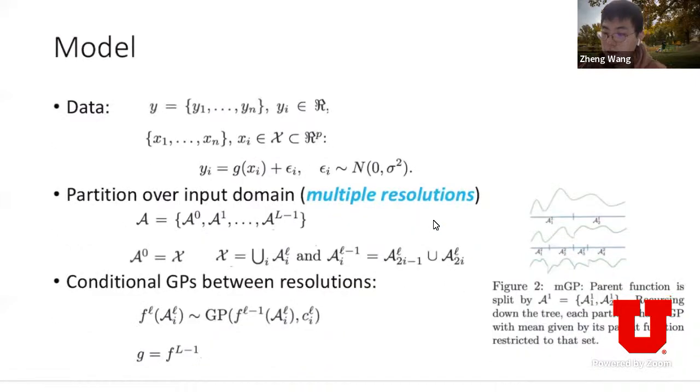And here is how they build their model. For the data, the notation here is only for one trial.